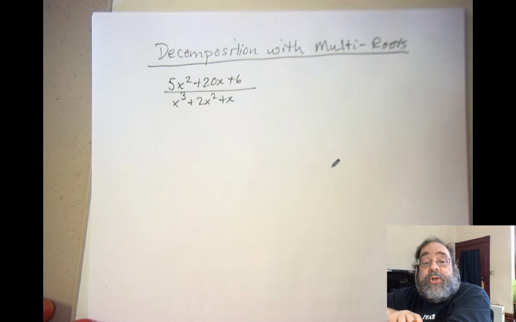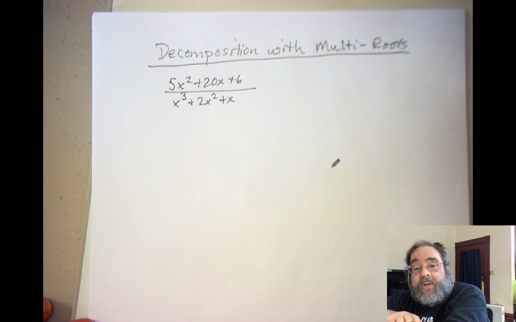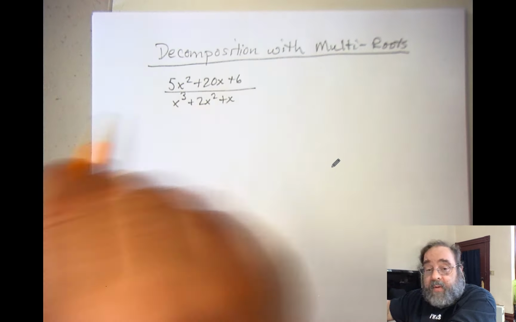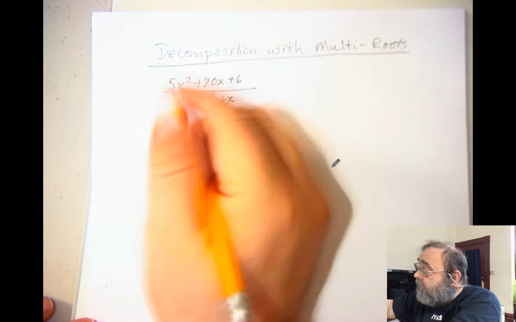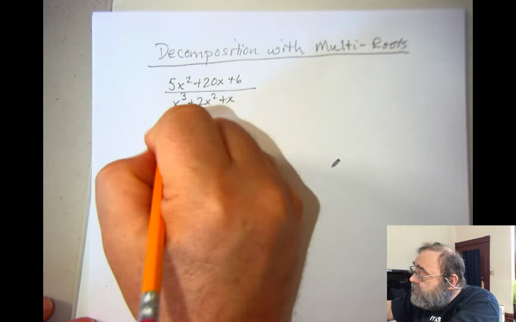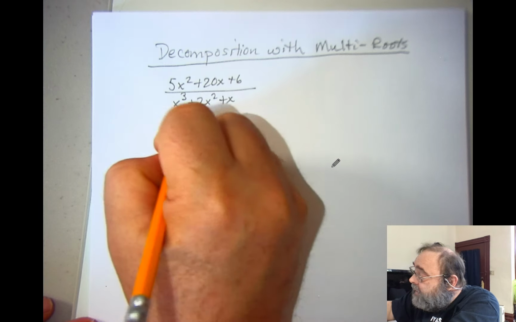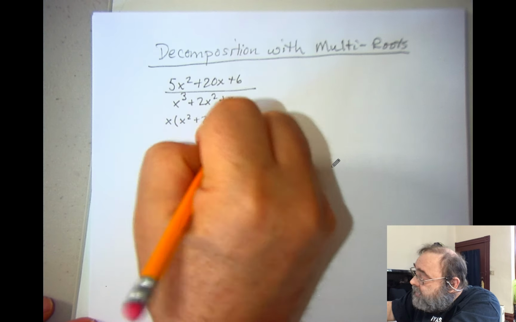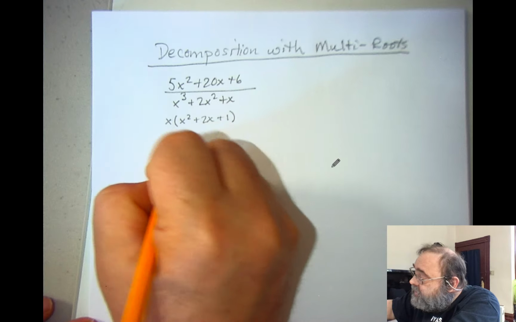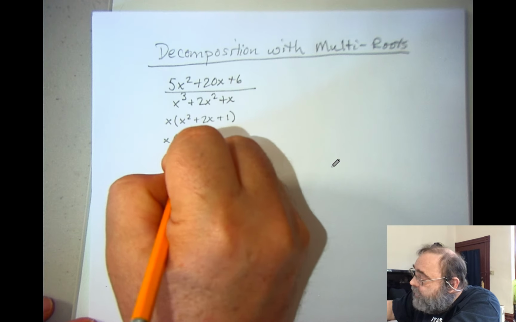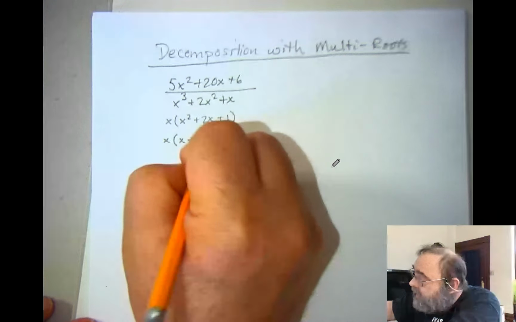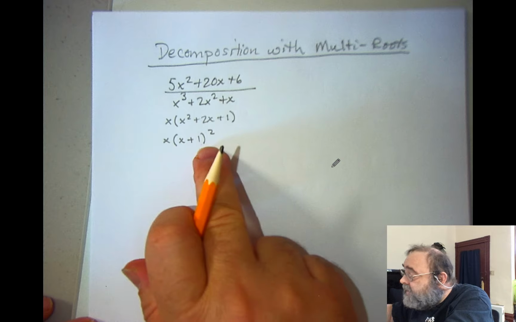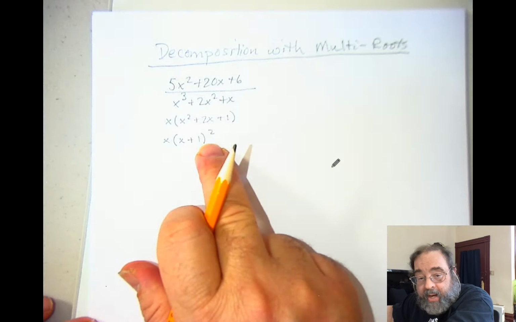Welcome, ladies and gentlemen, as we look at decomposition of fractions when we have multi-roots. You'll notice in front of you is a slightly more difficult function, or fraction, excuse me. I'm going to want to start by factoring the denominator into its factors. And you'll notice when I do, I end up with x times (x plus 1) quantity squared. And it is this squared or multi-root that creates the problem.